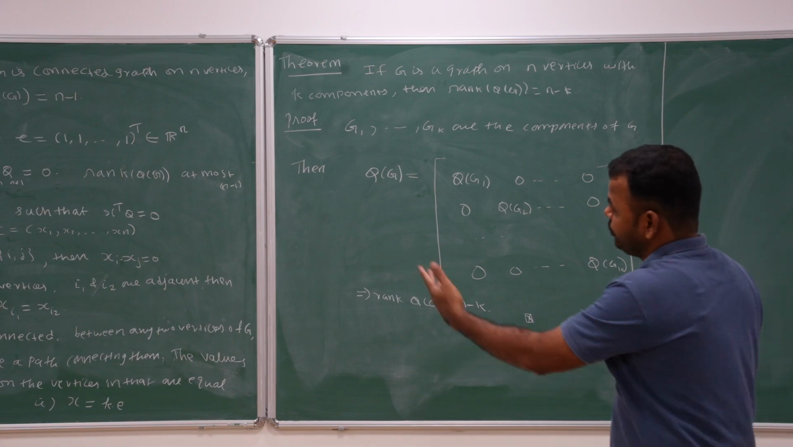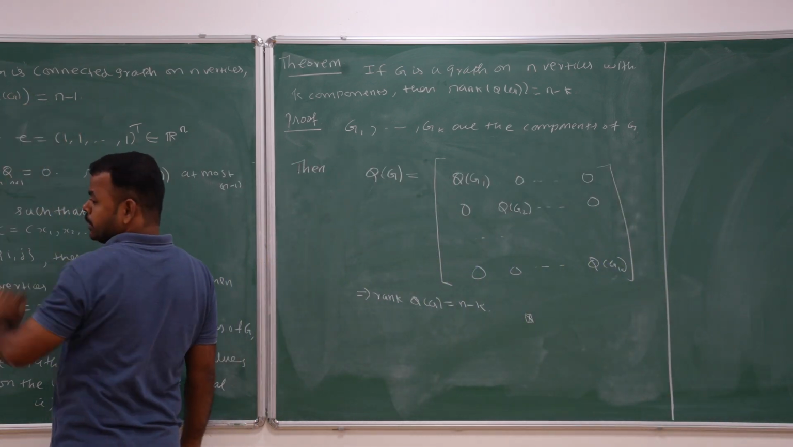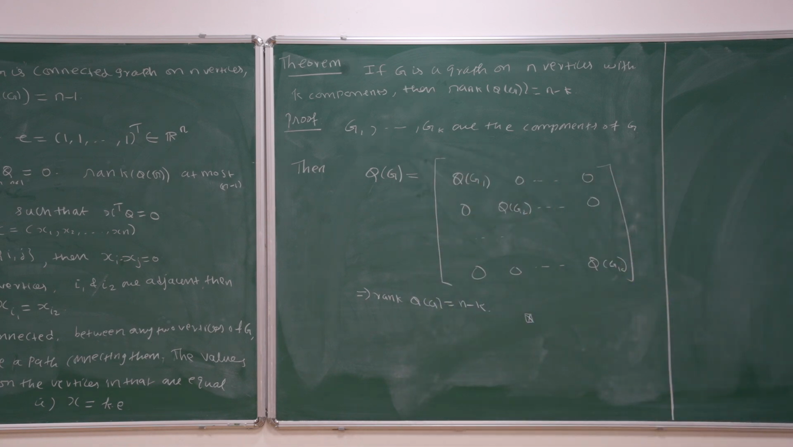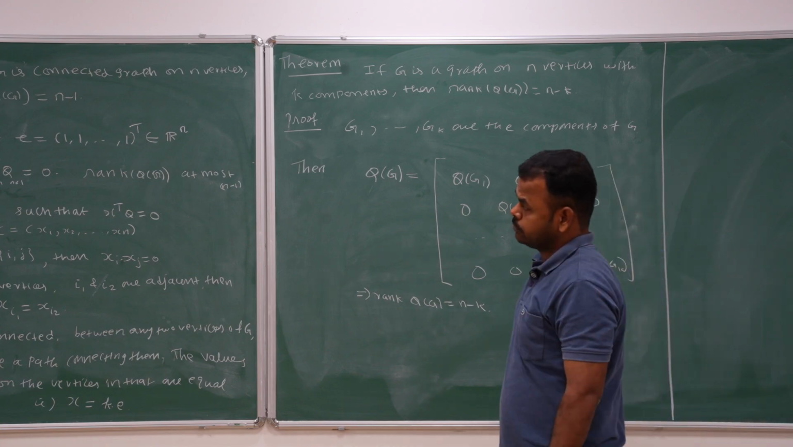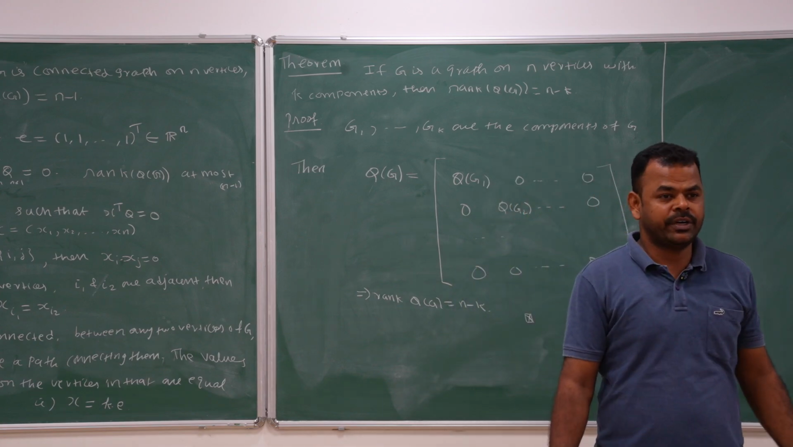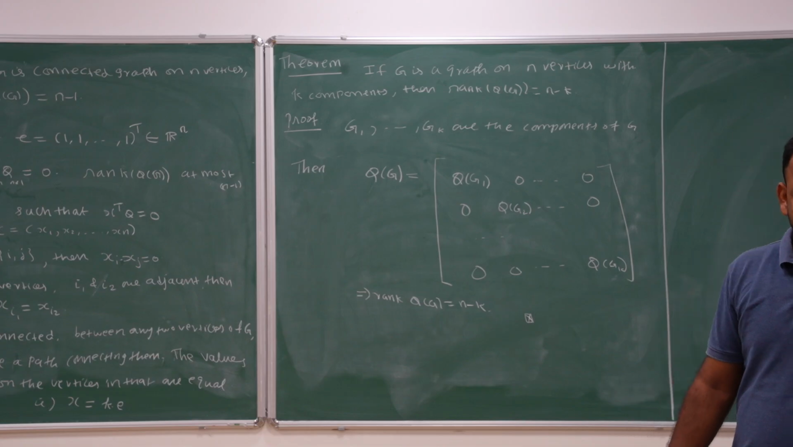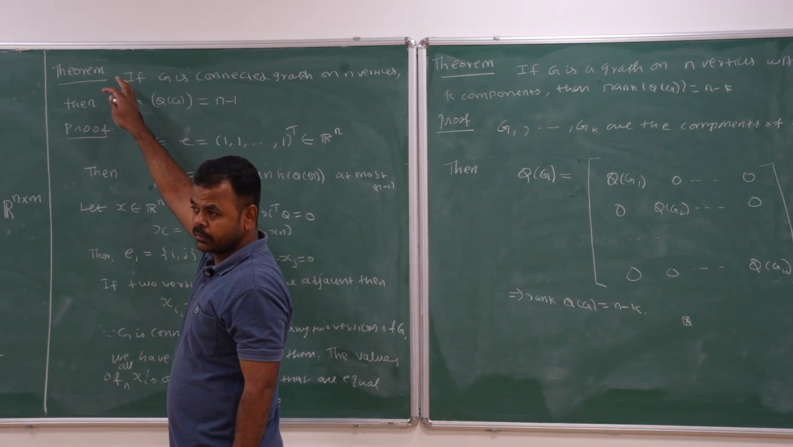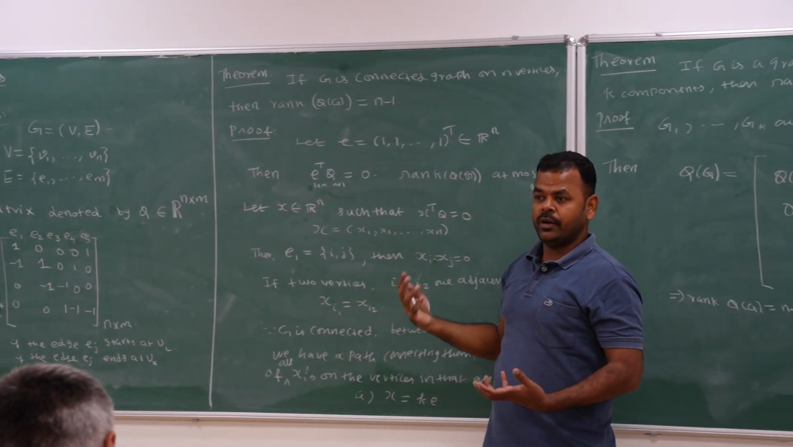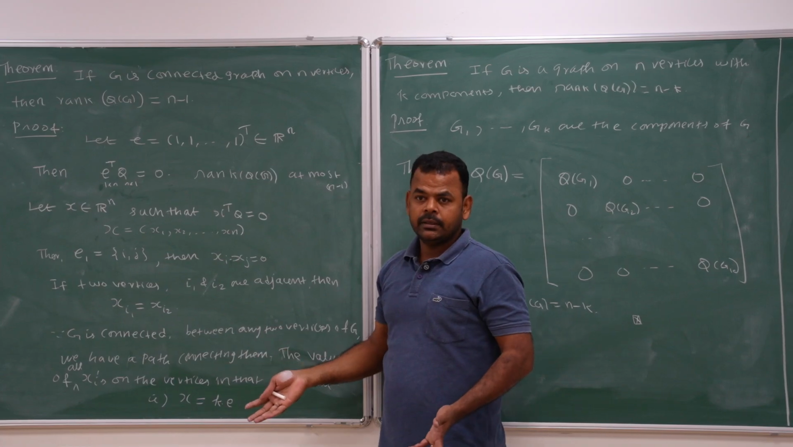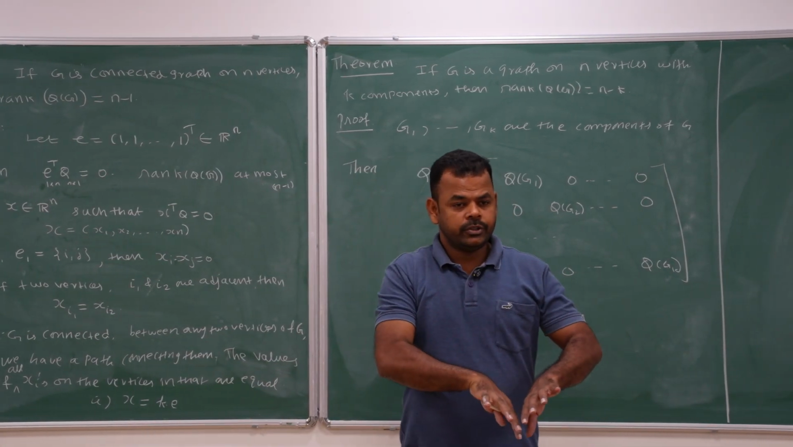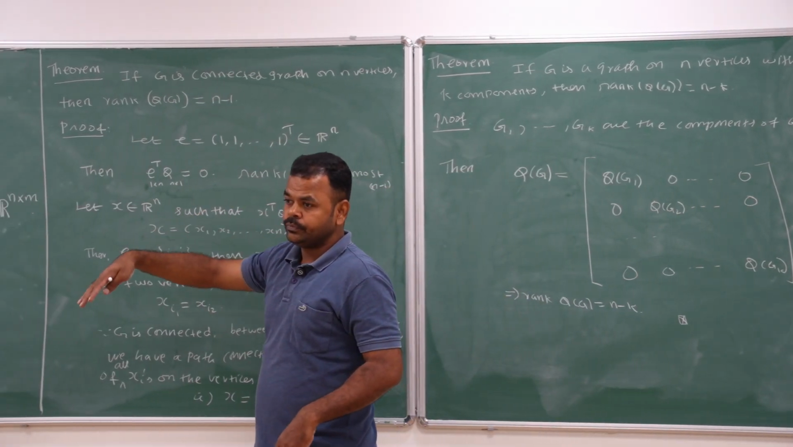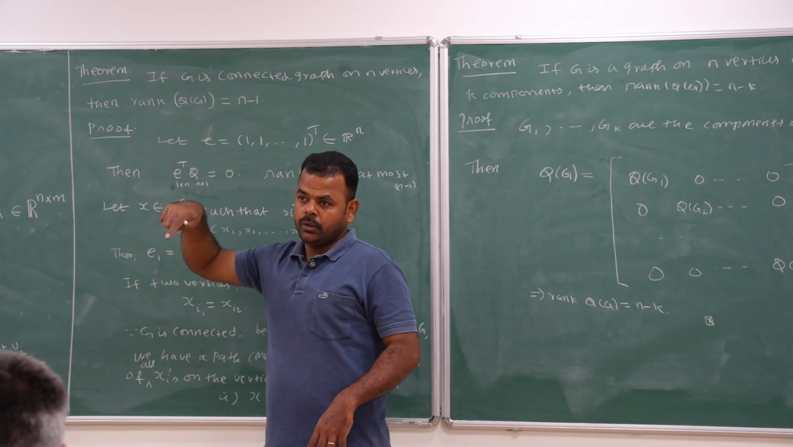In fact, the converse is also true. If rank of Q of G is equal to n minus 1, then G should be connected. How to see that? Just think proof by contradiction, you will get the answer. Suppose G is not connected, then you can decompose the graph into, let's say, G1, G2, such that between G1 and G2 there is no edge. Now then Q of G can be partitioned into Q of G1, 0, 0, Q of G2.